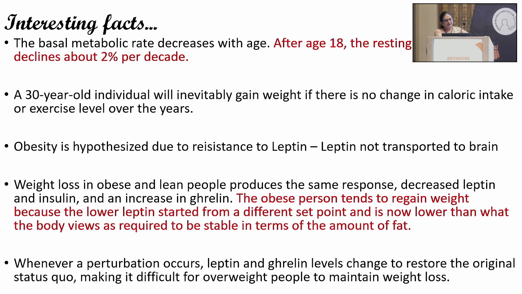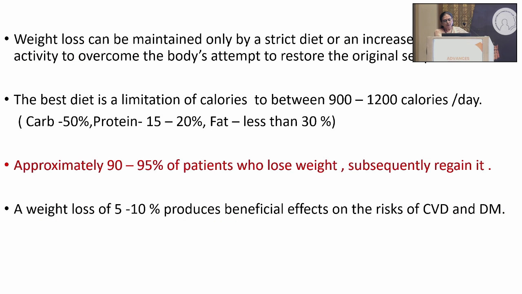So whenever perturbation occurs, leptin and ghrelin levels change to restore the original status quo, making it difficult for overweight people to maintain or to lose weight. And weight loss can be maintained only by a strict diet or increase in physical activity to overcome the body's attempt to restore the original set point. And the best diet is limitation of calories to 1000 to 1200 calories, you know the proportion approximately.